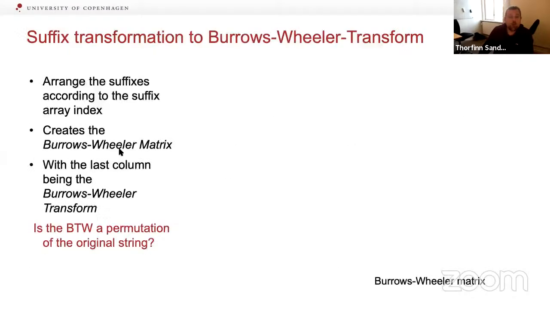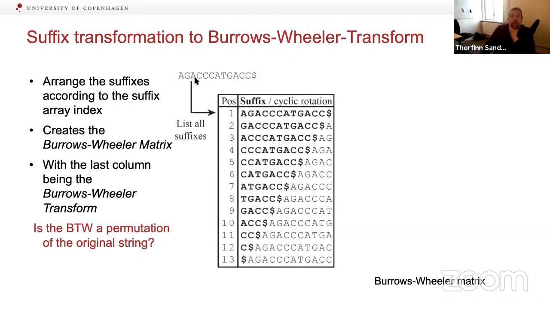Okay, so let's go forward here. So what is it? We take a string. It could be this string here, AGACCCATGACC, terminating character. We put this in a huge matrix. And for each row of the matrix, we do a cyclic rotation where we shift it to the left, and the character that falls off, we put to the right. So it's this cycle. If you can imagine the string being wrapped around something round, and then you just turn it around. This is what we do for all possible rotations. This is 13 characters long, so we have 13 different suffixes.